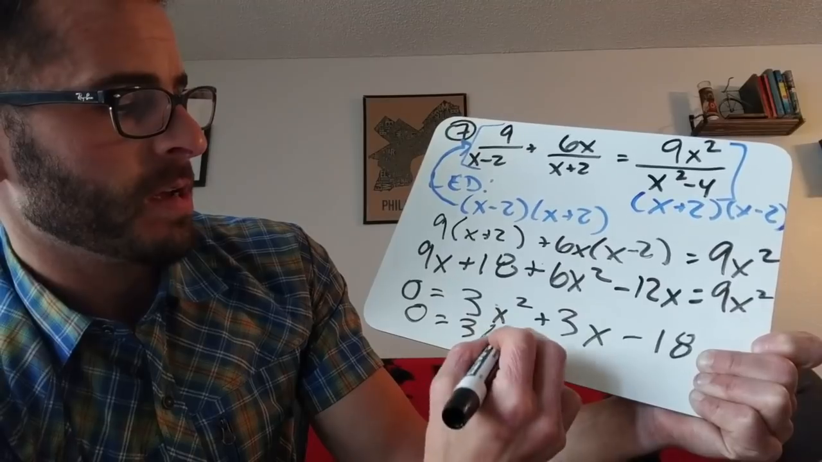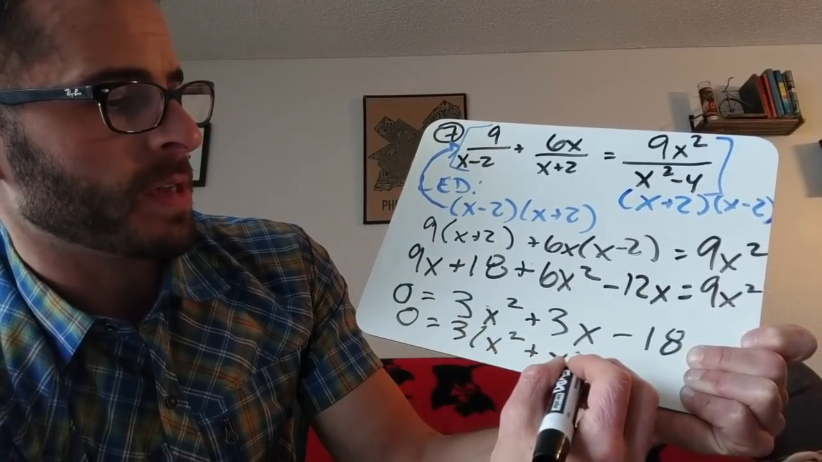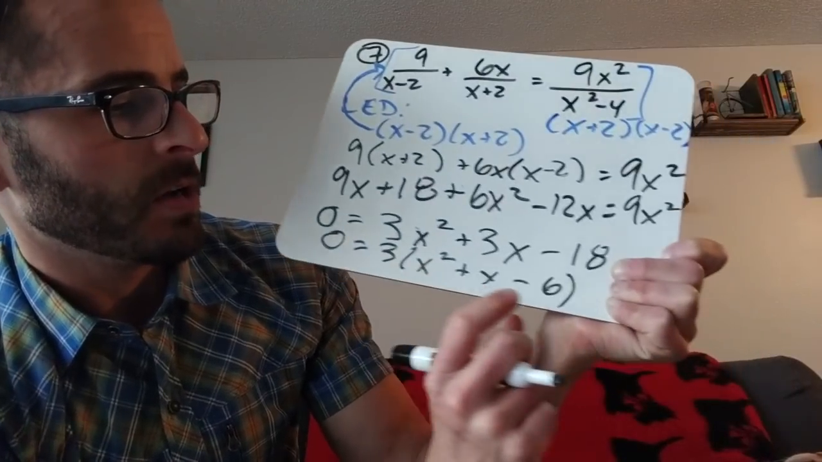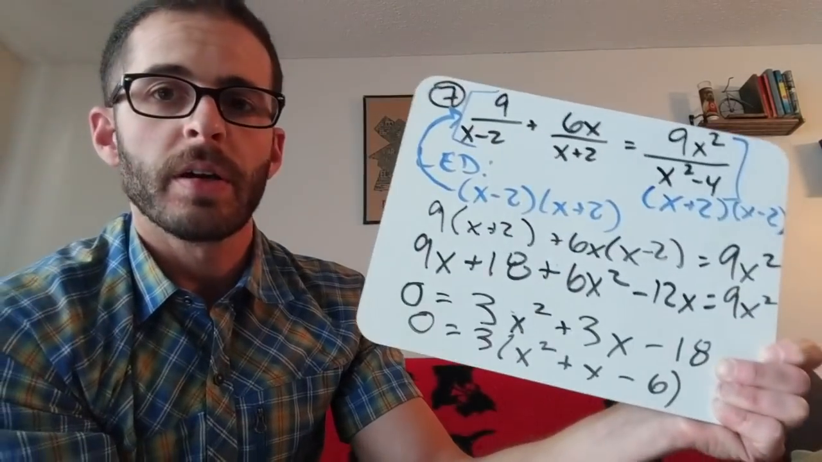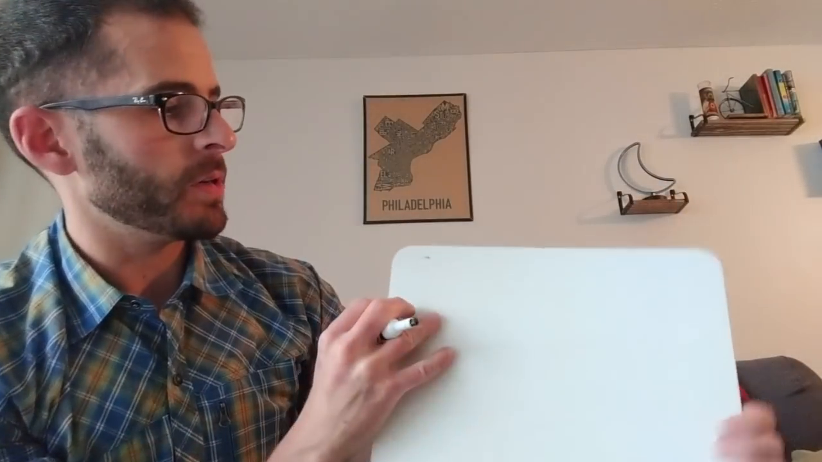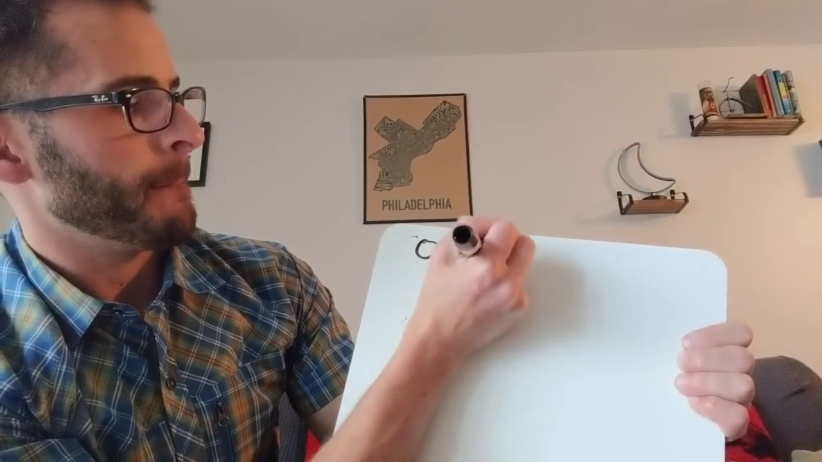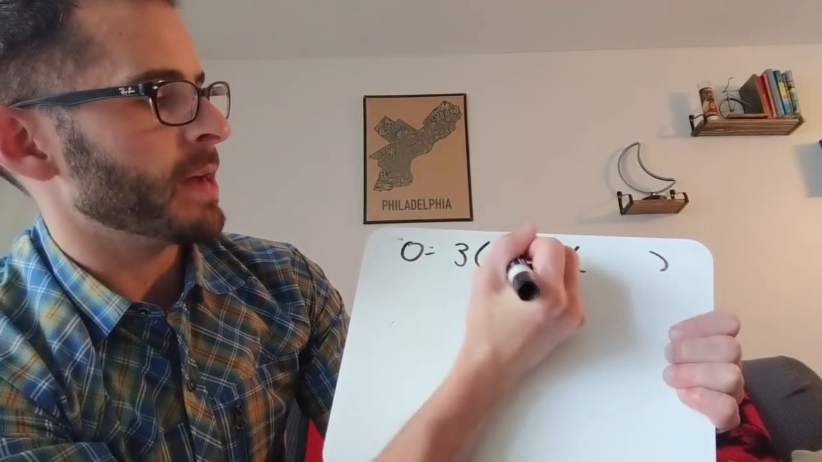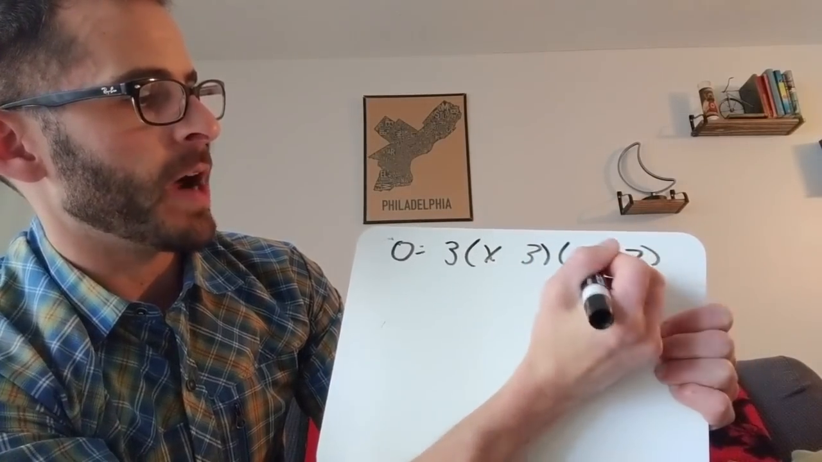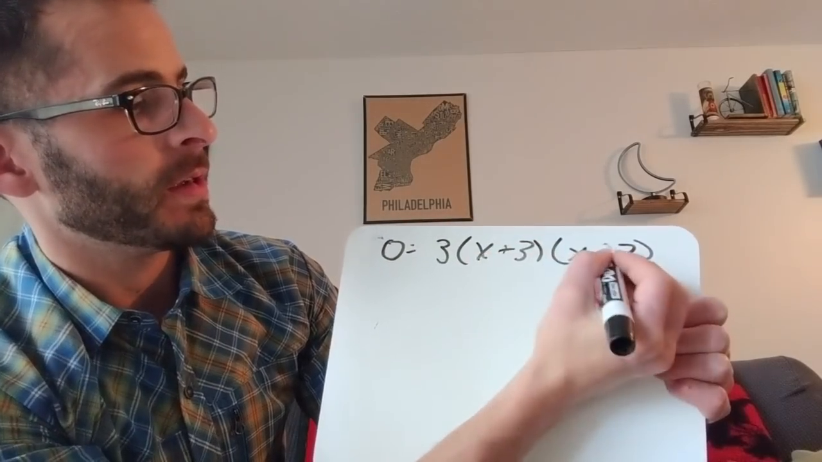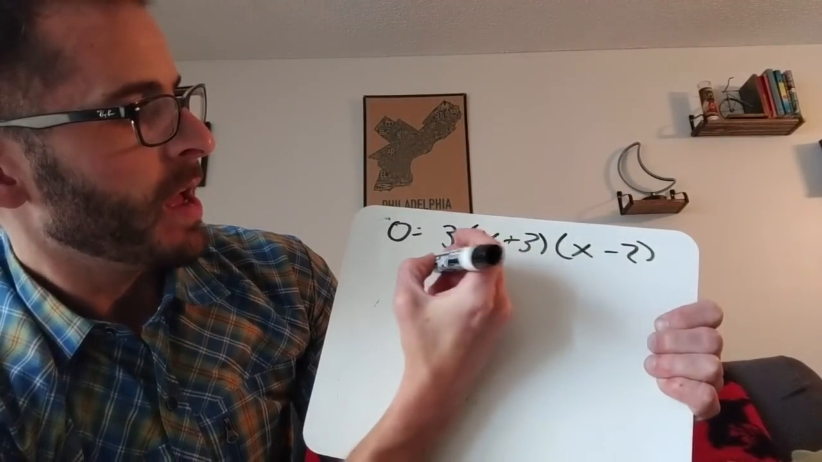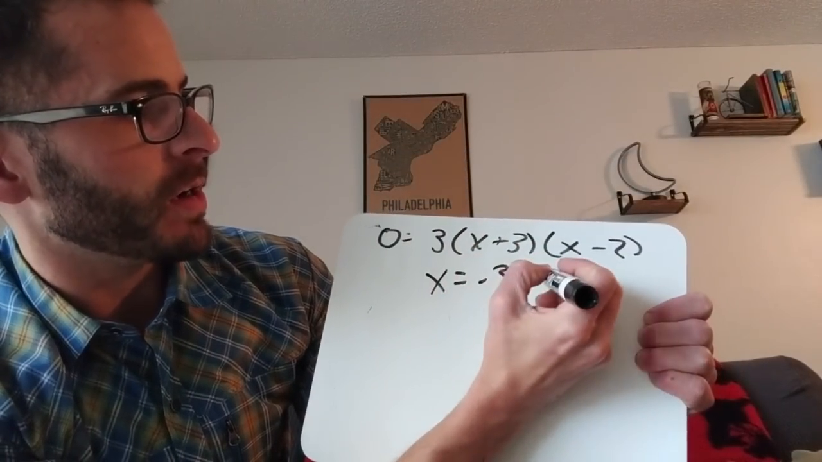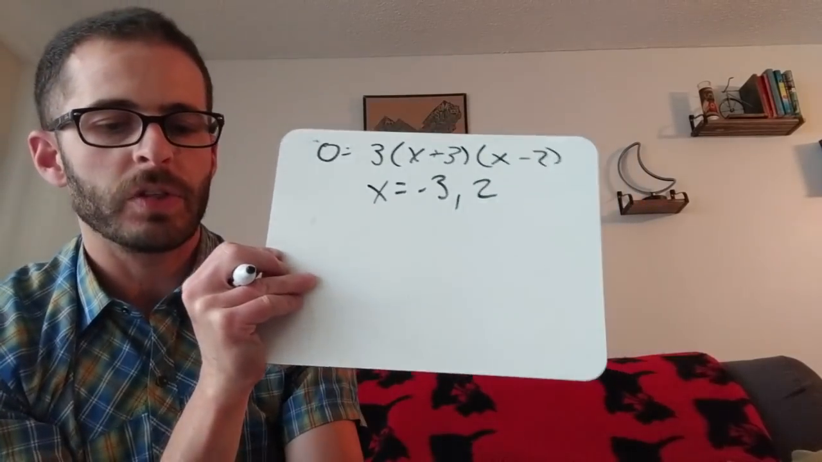Factor out a 3. We're left with x squared plus x minus 6. Do you know two numbers that multiply to 6 and subtract to 1? Sure you do, but I need to use this board. So two numbers that multiply to 6 but subtract to positive 1, 3 and 2. We got to make the 3 positive and the 2 negative. And I think my answers are going to be negative 3 and positive 2.